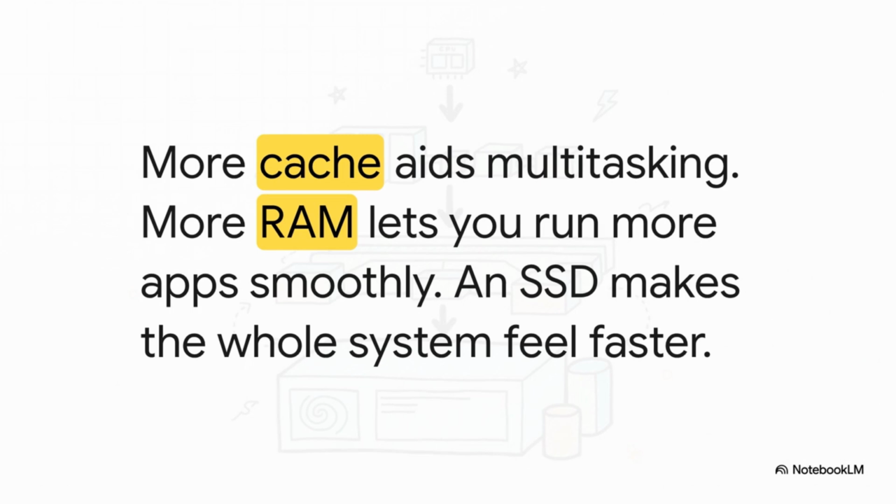So here's the crucial takeaway. These specs, they're not just numbers on a box. They directly impact how your device actually feels to use. That cache we talked about, more of it means your computer doesn't have to reach out to slower memory as often, which makes everything feel snappier, especially when you're multitasking. More RAM? That's what lets you keep 50 browser tabs open without your computer grinding to a halt. And believe me, upgrading from an old spinning hard drive to a modern SSD for your secondary storage, it is the single biggest upgrade you can make for a system to feel fast and responsive.